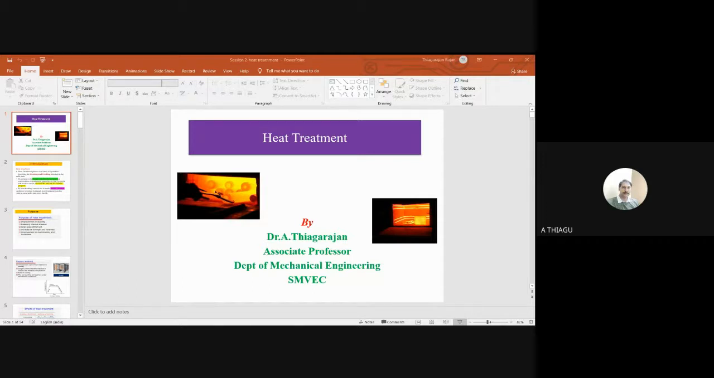Anyway, I will show the picture, so you can understand what full annealing means. For the sample, we have to raise the temperature above 750 degrees. The main objective of the full annealing process is to make the metal soft, to refine its crystalline structure, and to relieve or remove the internal stresses. This is the major objective of the full annealing process.